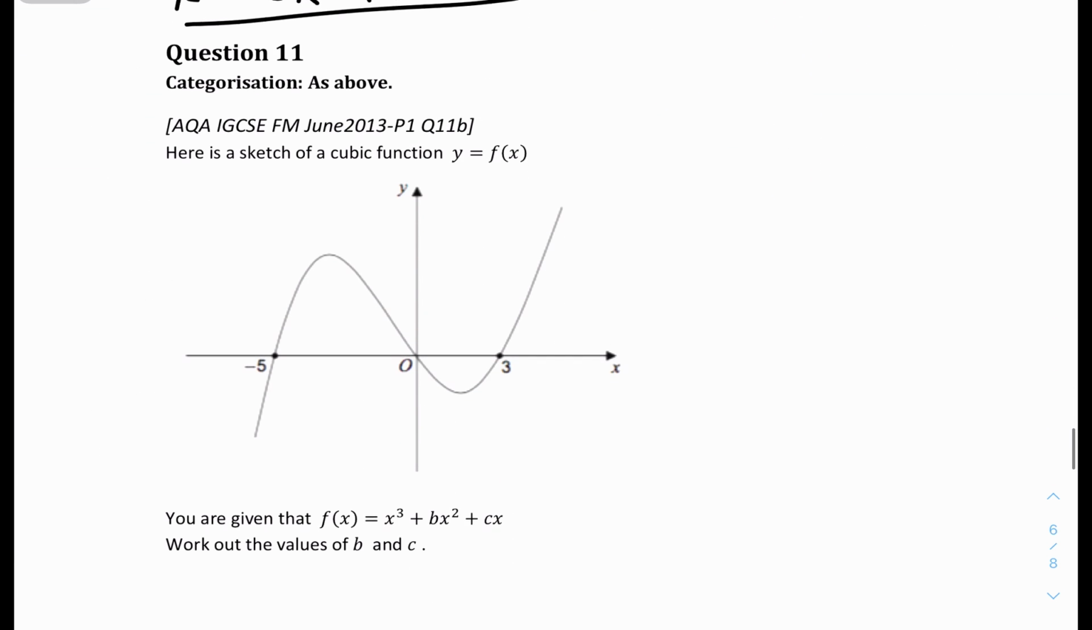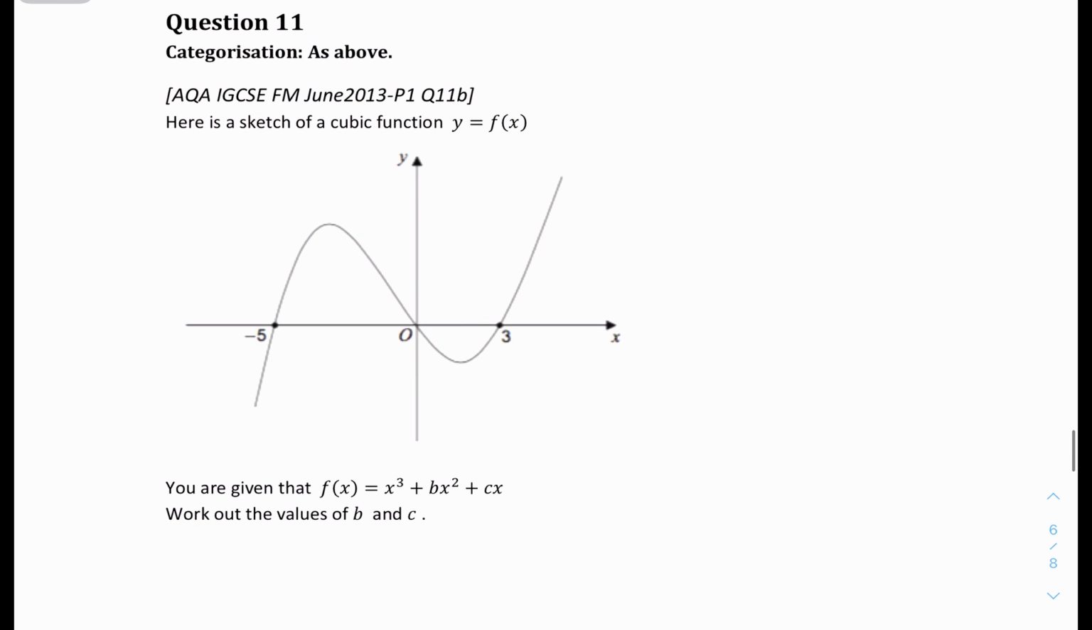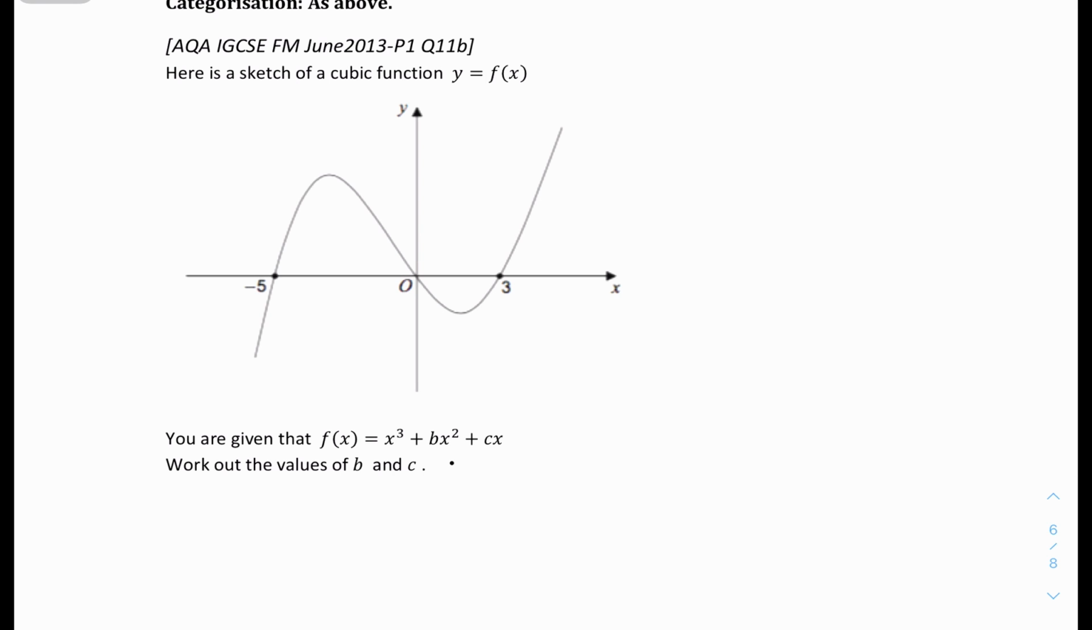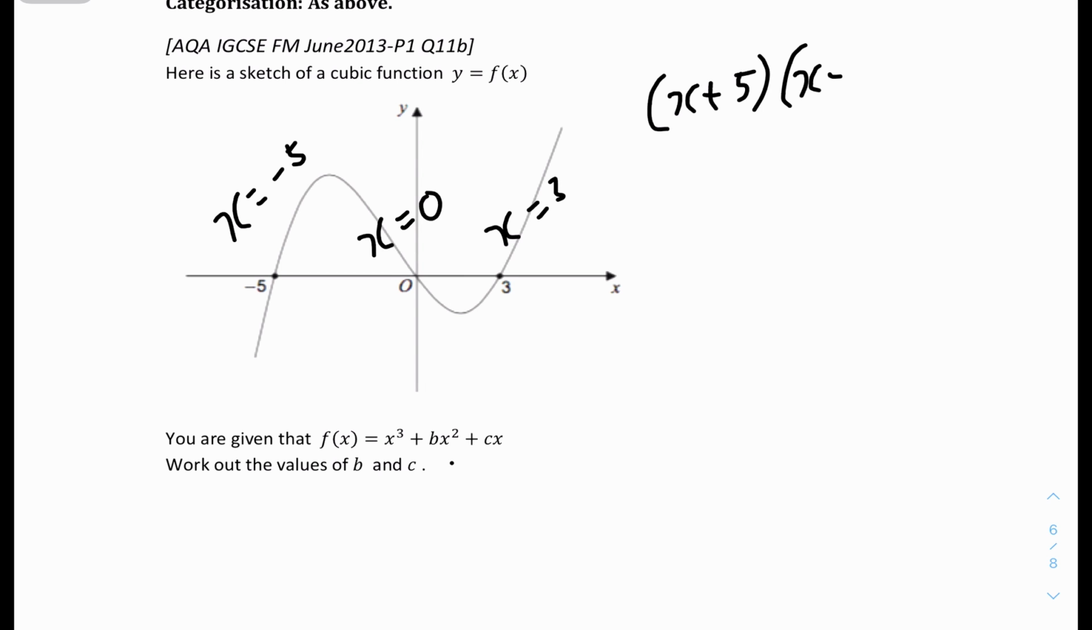And then question 11, we have here's a sketch of the cubic function y equals f of x, given that f of x is x cubed plus bx squared plus cx. We've got to find the value of b and c. And it's similar to the one just now. So we have x equals minus 5, x equals 0 as the root, and x equals 3. So if you reverse engineer it, it will be (x plus 5), (x minus 3), and it will just be an x due to this equals 0.